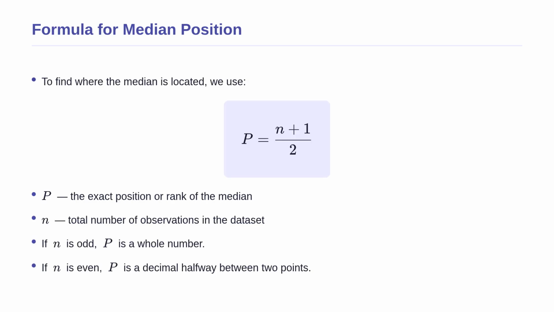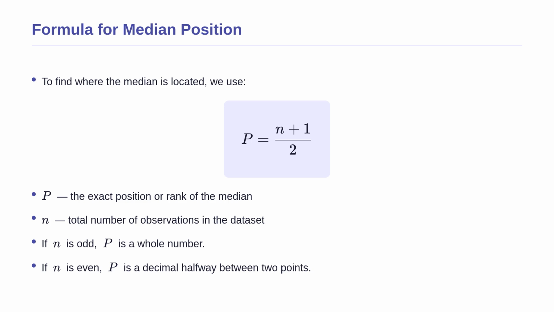Now that we know the median is all about position, let us look at the formula used to find that position. It is important to note that this formula does not give you the median itself. Rather, it tells you the exact address of the median in your ordered list. The variable p represents this position. The variable n represents the total number of observations. By adding 1 to n and dividing by 2, you find the rank where the middle value lives.